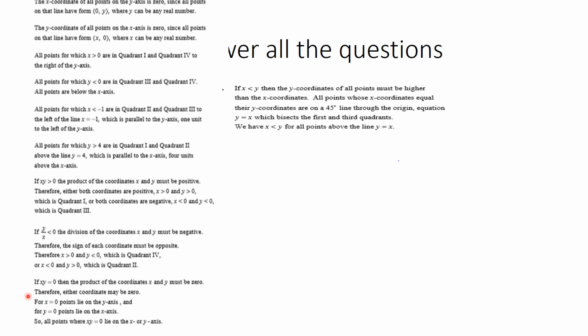If x times y is equal to 0, then the product of the coordinates must be 0. Therefore, either coordinate could be 0, so either you're on the x-axis or the y-axis. The last one: if x is less than y, then the y-coordinates of all points must be higher than the x-coordinates. All points whose x-coordinates equal their y-coordinates are on a 45-degree line through the origin, and the equation is y = x, which bisects the first and third quadrants. So we have x less than y for all points above the line y = x.